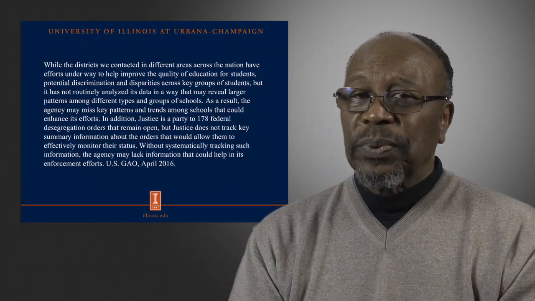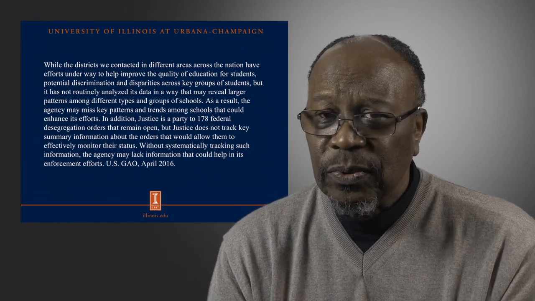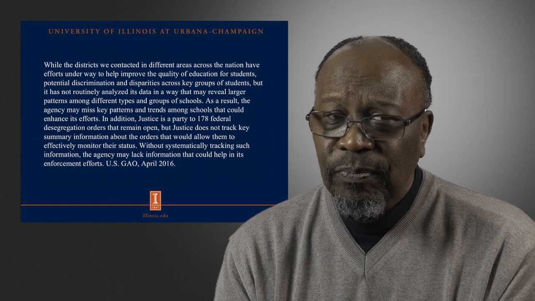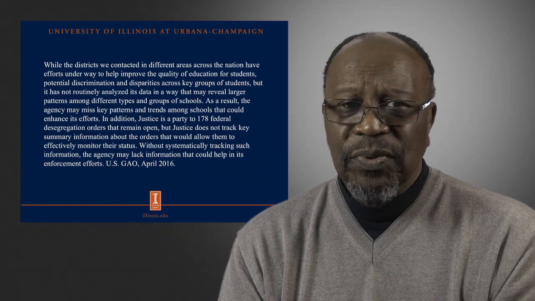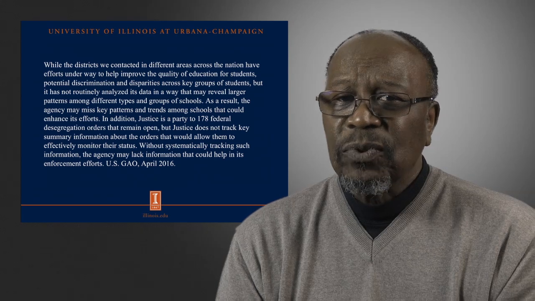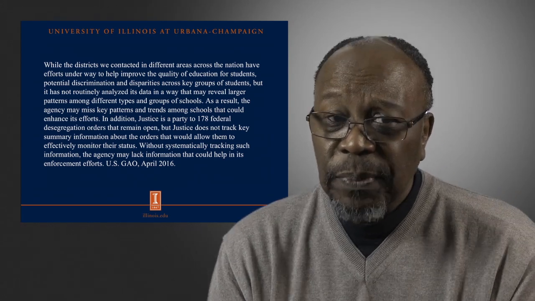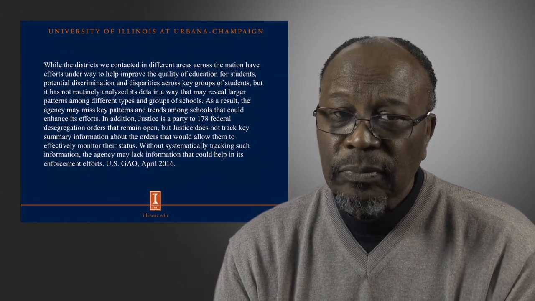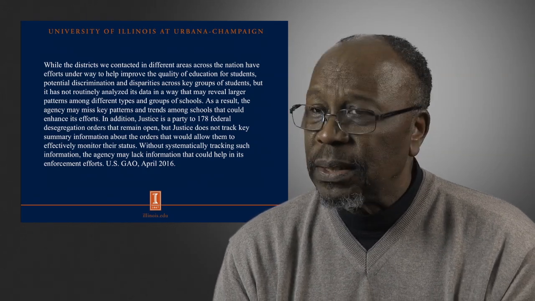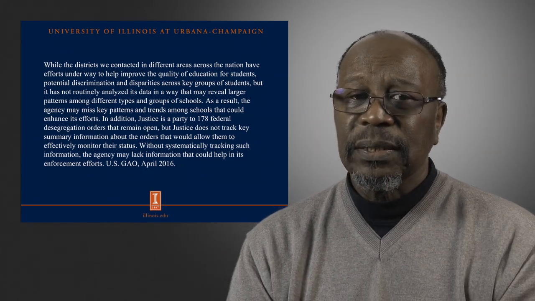So while the districts we contacted in different areas across the nation have efforts underway to improve the quality of education for students, potential discrimination and disparities across key groups of students, it has not routinely analyzed its data in a way that may reveal larger patterns among different types and groups of schools. So the agencies may miss key patterns and trends among schools that could enhance their efforts.